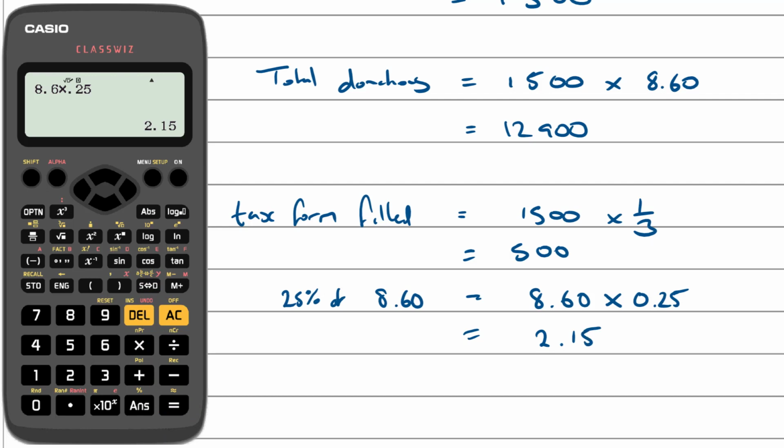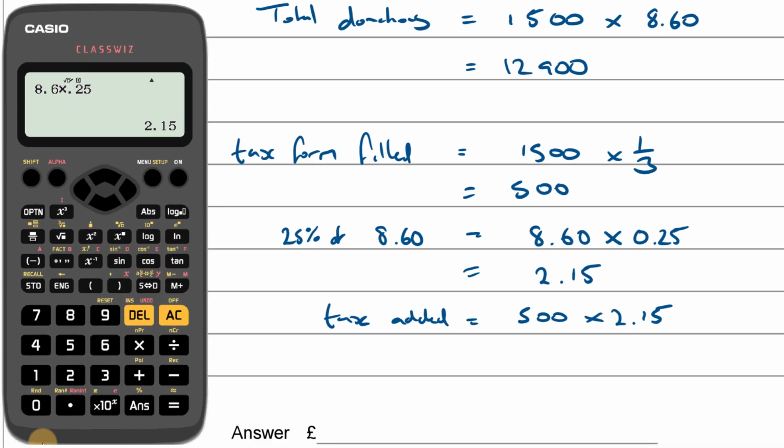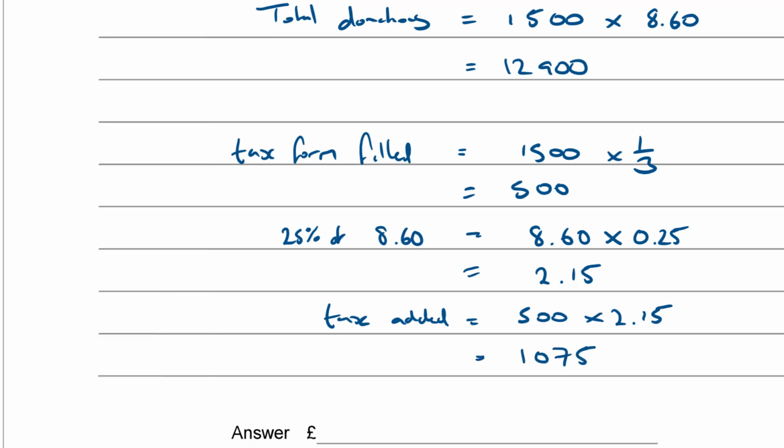If 500 people filled out a tax form and that meant their donation was added an extra 25%, then the tax added is going to be 500 times 2.15, which is 1,075. So then the total donations received is going to be this amount up here plus this extra bit that we get back from the tax man. Adding those two together, plus 12,900, that comes out to be 13,975.